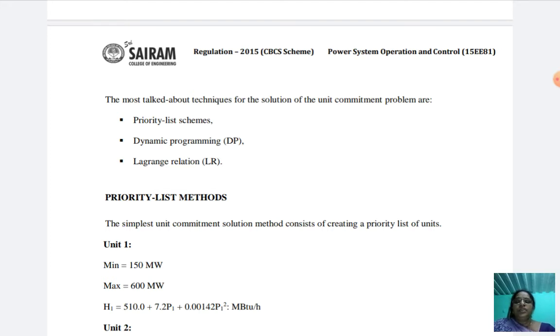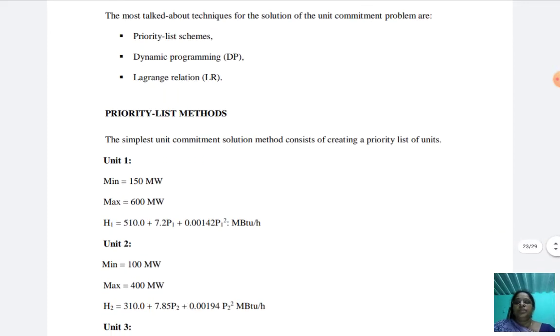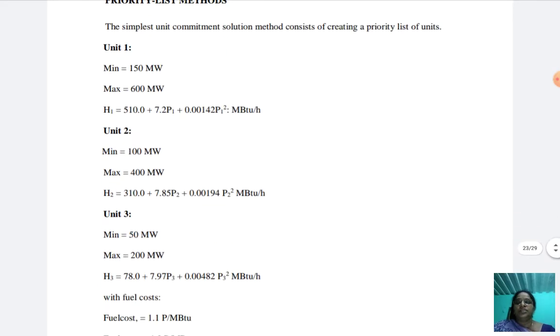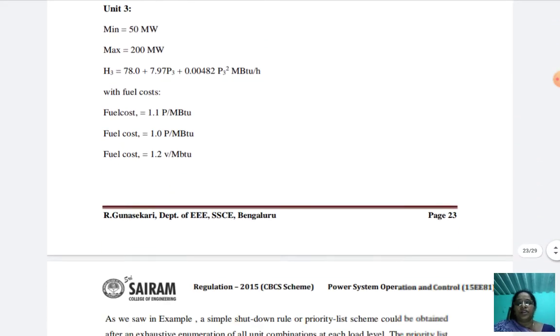The first one is the priority list method. As the name itself says, which unit we have to commit first is based on the priority list, so we have to prepare the priority list. That is the priority list method. I take the example of a 3-unit power system. For unit 1 we have minimum load and maximum load, then unit 2 minimum and maximum load, third unit minimum and maximum load, and then fuel cost.